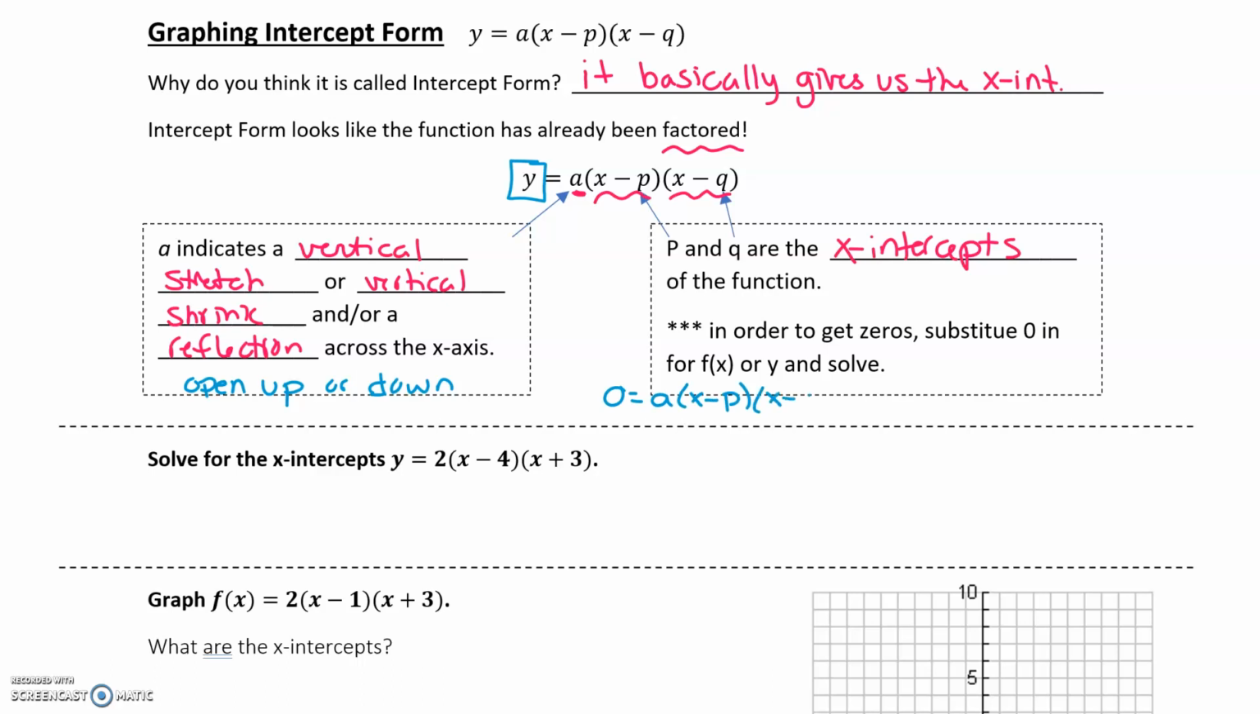So if we have this, the way that we solved this in our previous unit was that we took each factor and we set it equal to 0. So if we set a equal to 0, we just get some number equals to 0, and that's not going to solve for anything. There's no x. But if I set x minus p equals to 0 and I solve for x, I add p to both sides. So notice I just get the positive of that value. Same thing with the x minus q. If I add q to both sides, I'm going to get that x is q.